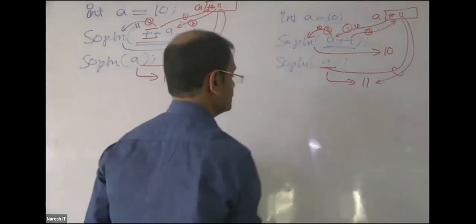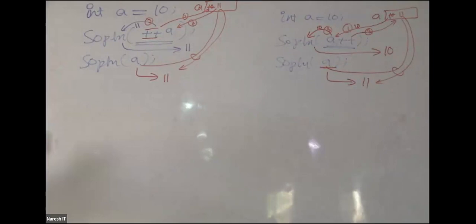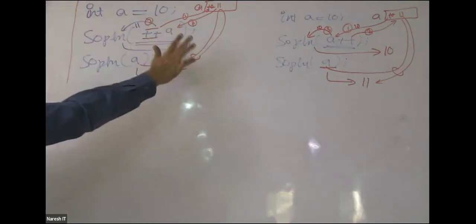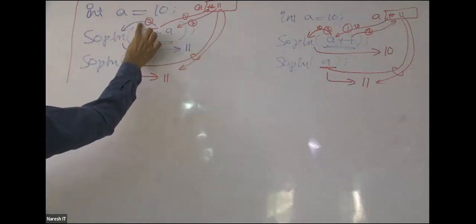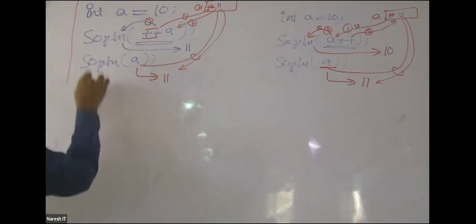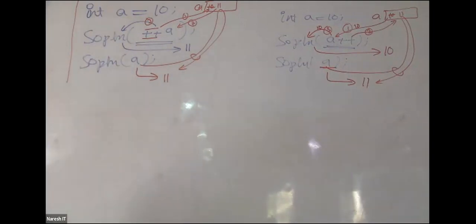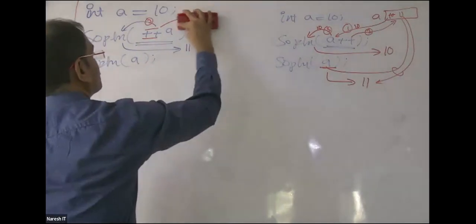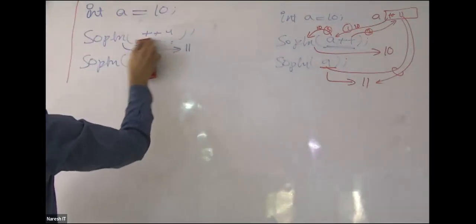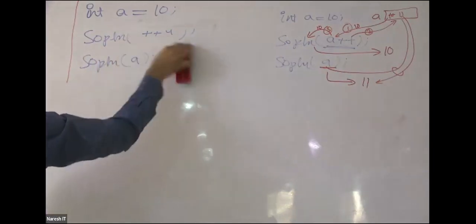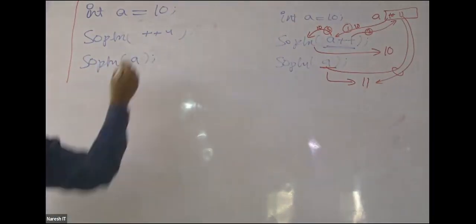Write down this. For example, write this statement. Don't write execution lines. First you write the program. Int a equal to 10, SOPLN plus plus a, then SOPLN a. Three lines. First write the program.